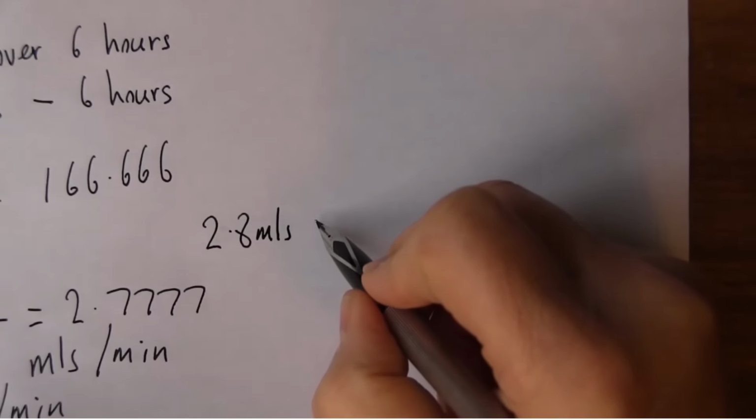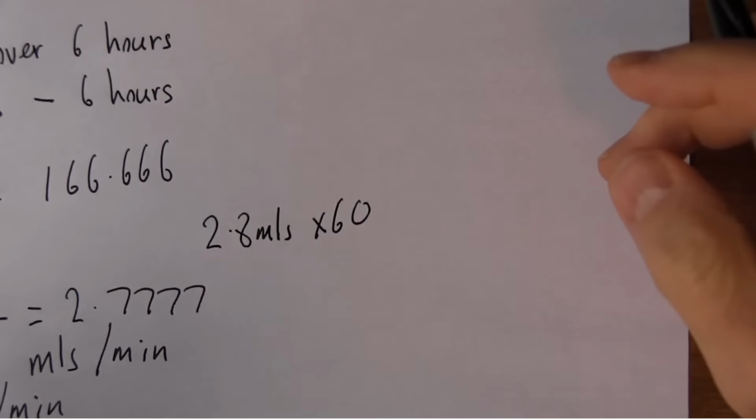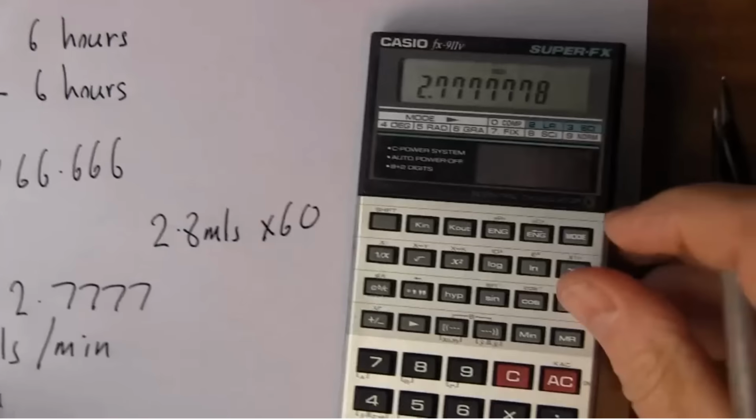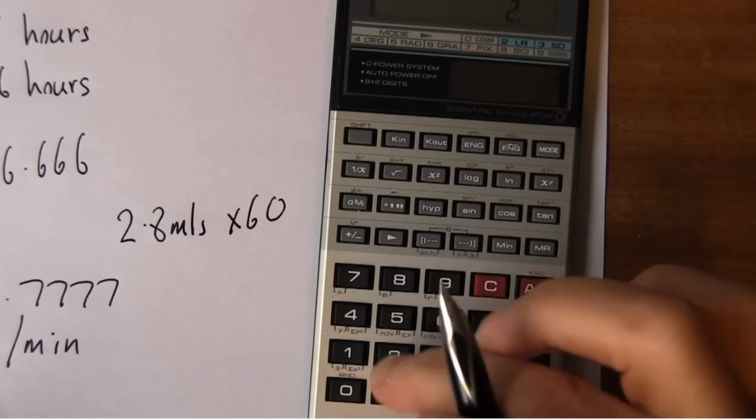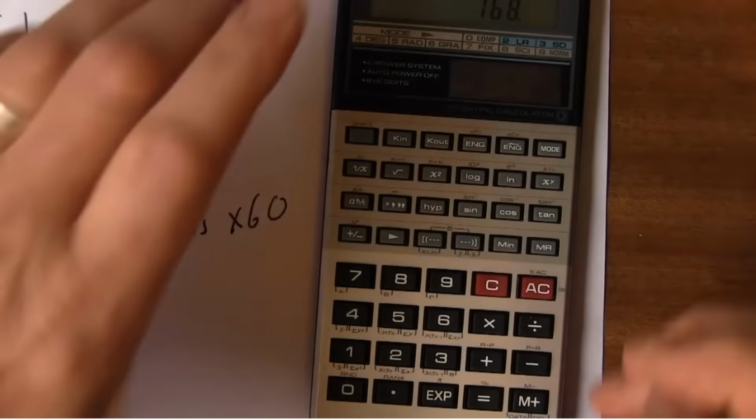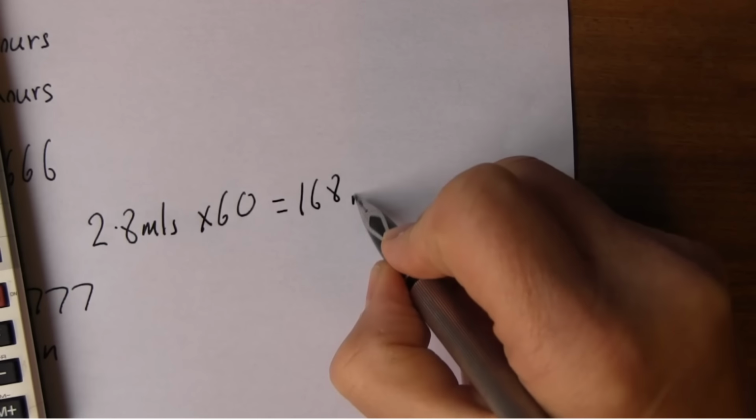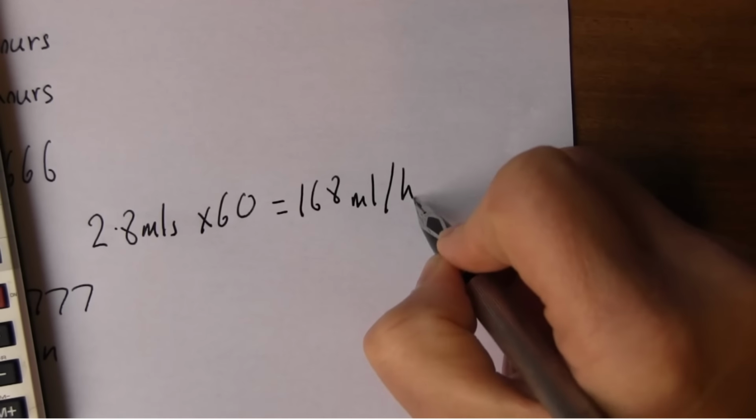To get that to an hour, we would multiply it by 60. So that would be 2.8 times 60 equals 168. That's 168 mils per hour.